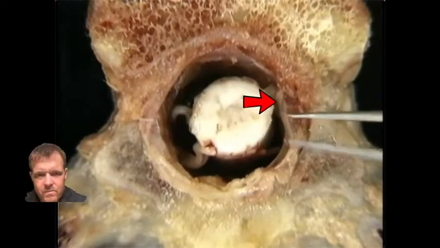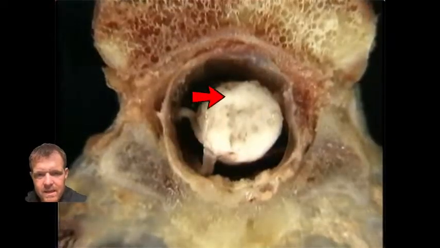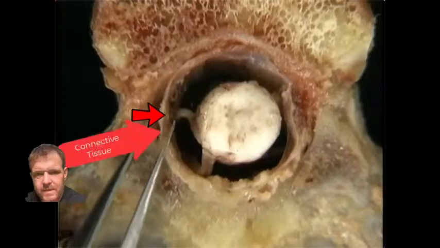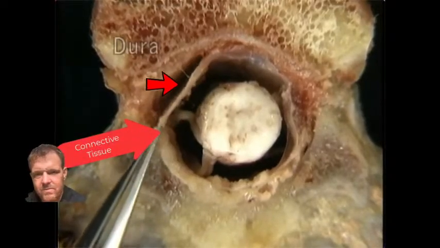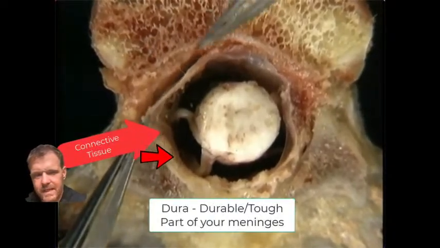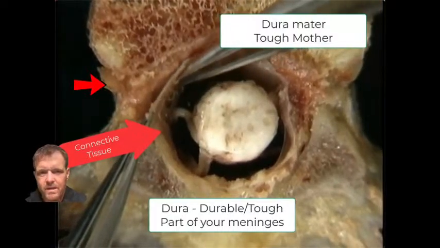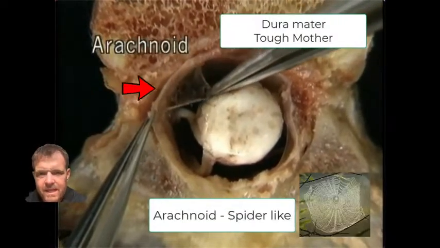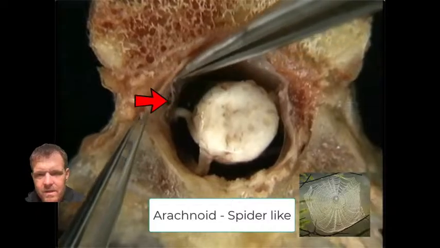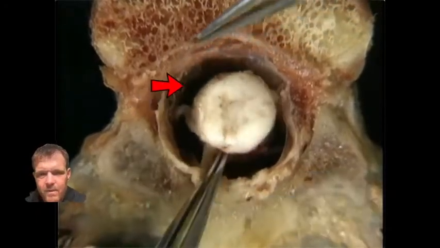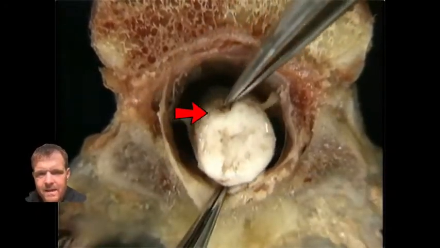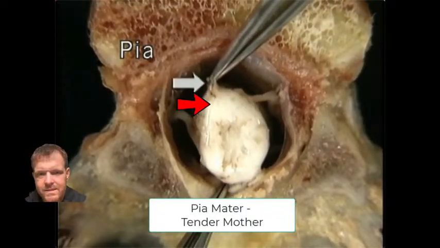So yeah, we've got this layer around the spinal cord, but then these are the meningeal layers around here as well. So we've got the dura mater, so this is the durable part, the tough mother. Then look at that, you peel that away, and then we've got this arachnoid layer, and then around the spinal cord itself, that's the delicate mother.